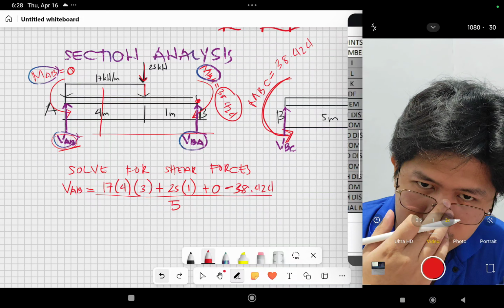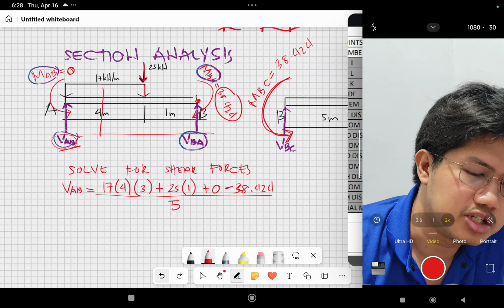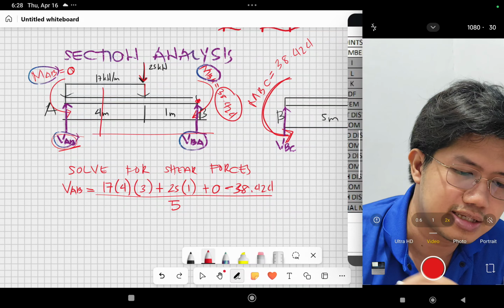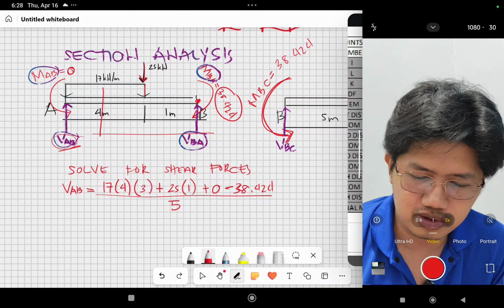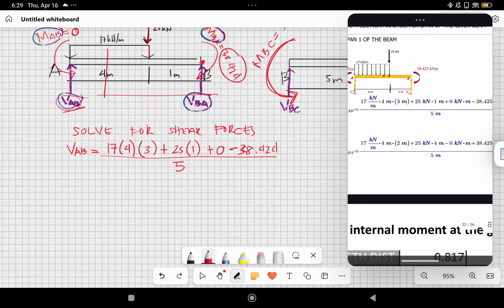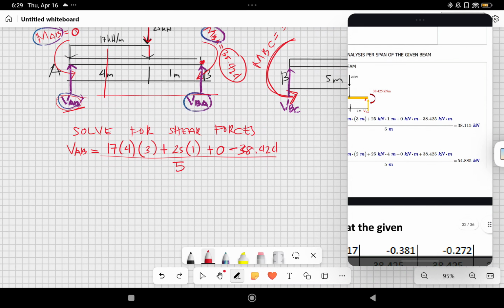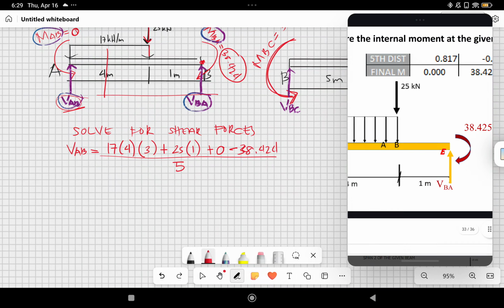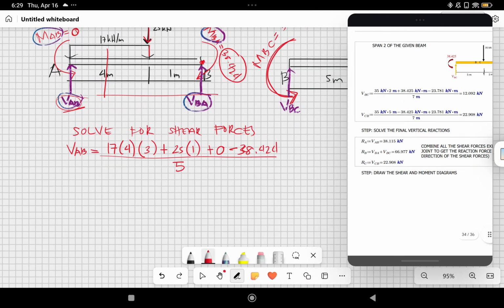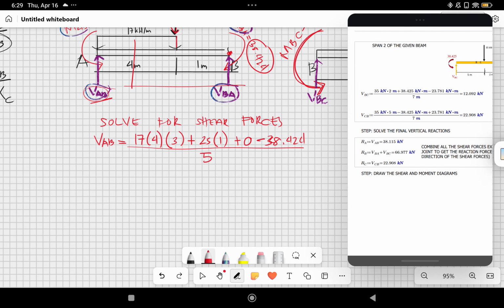Ganun din naman yung process ng pag-solve ng shear forces at the joints. Okay, these are the shear forces at the joints kasi. So, parang itrato mo lang silang mga reaction. So, you do that. We do that. Okay, so yan yung solution. Okay, and then, after natin ma-solve lahat ng mga shear forces, we can now solve yung mga vertical reactions natin.